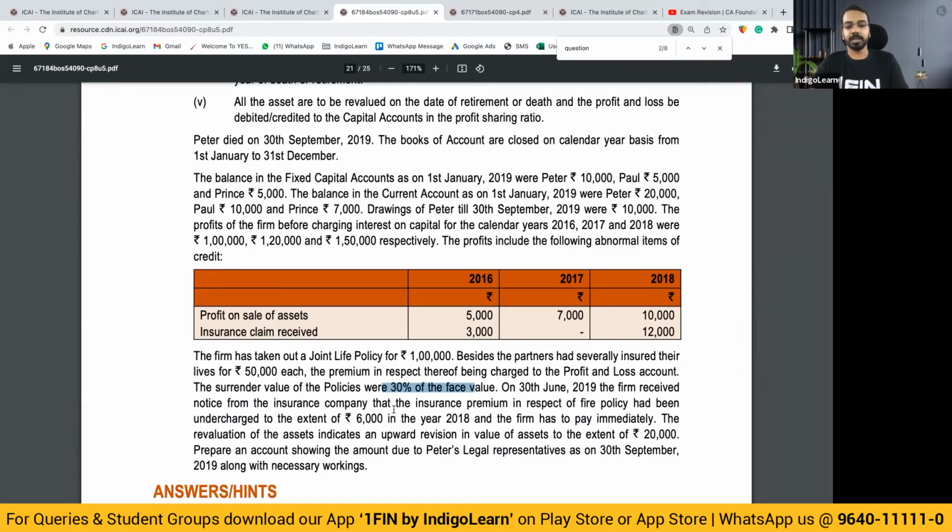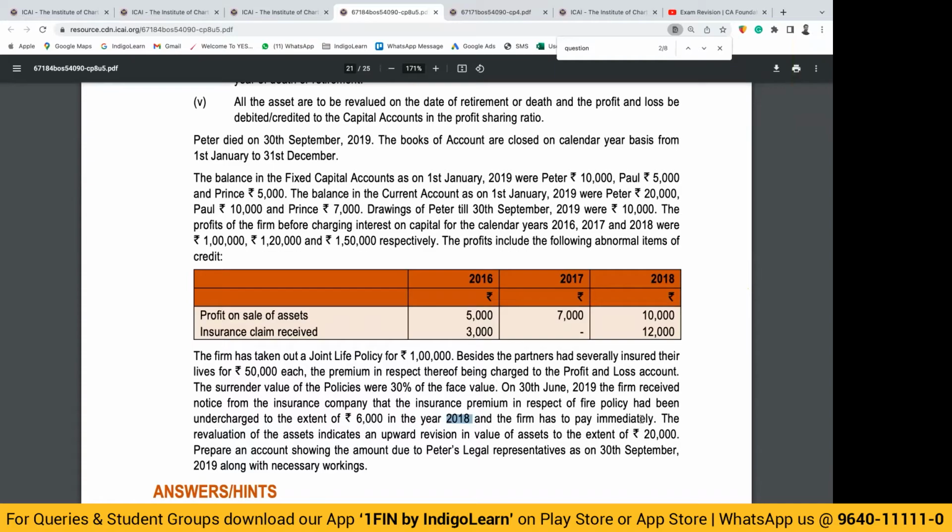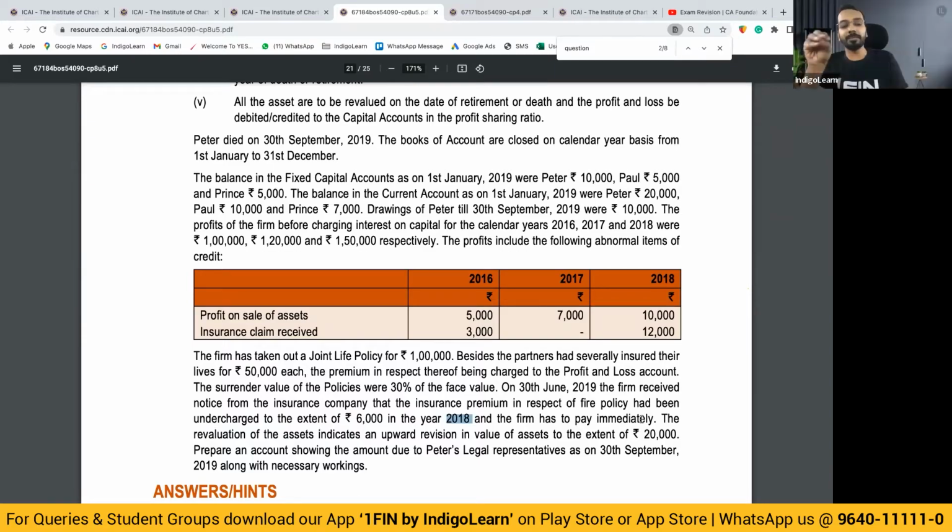Okay, right? Then on June 30th, 2019, the firm received notice from the insurance company that the insurance premium in respect of fire policy had been undercharged to the extent of 6,000 in the year of 2018, and the firm has to pay immediately. Now, where all will this have an impact when we come to this settlement? The question says in 2018 we had to pay 6,000, which we did not pay. Correct? Now, what will be the impact of this?